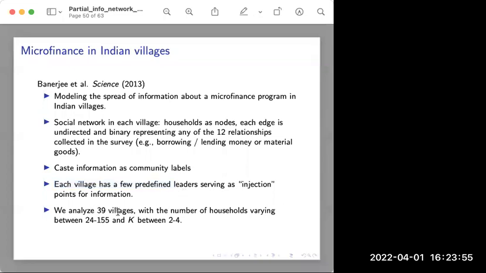So we analyzed 39 villages, and because these villages are far apart enough, they can be viewed as independent copies. They can be viewed as independent social networks. And the number of households varies between 24 and over 100, and K between 2 and 4.